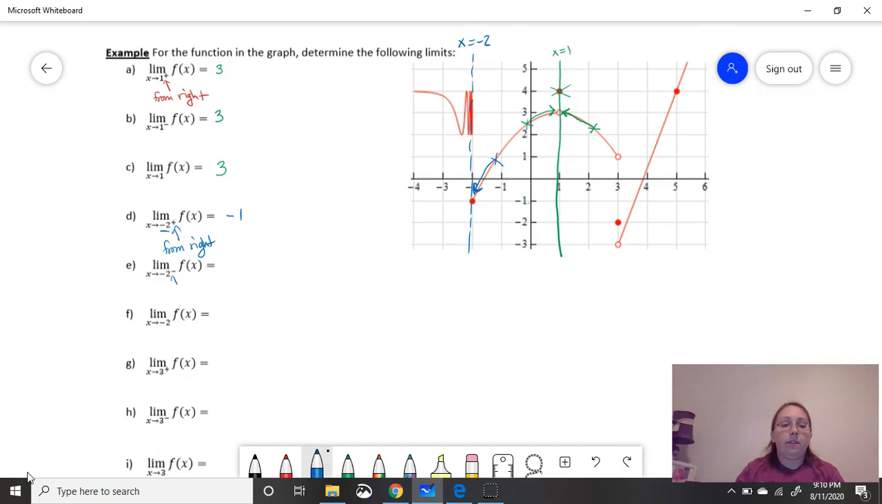What about from the left? Is anything going to change? Are they going to be the same? Are we going to have a limit in general? Well, let's look at it. So -2, we're going to get on from the left. Oh boy. We're going to follow the curve.